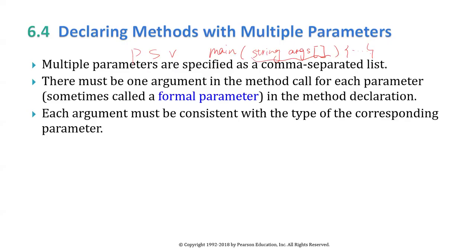declaring a normal method, in the lectures last month, we said a method can contain multiple parameters. We have a comma-separated list for that. But what we have to remember is there must be one argument in the method call for each parameter, unless we are writing a void method. A void method, you don't need to. Actually, it is not a void method.